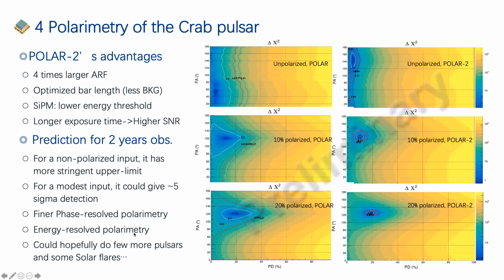So these enhancements allow us to do a finer phase resolved polarimetry. We can define the phase range much smaller, and we can try even energy resolved polarimetry. Then we can offer more clues for theoretical models. And benefiting from that, we could hopefully observe a few more pulsars and even some solar flares, even though they are very soft.